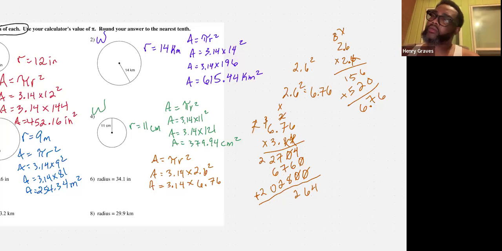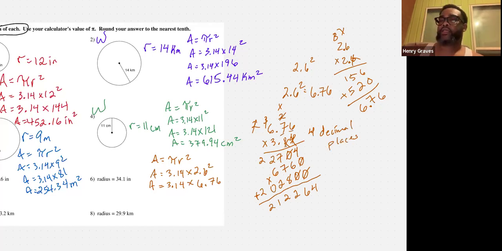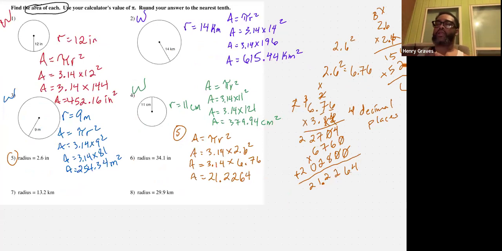1 and 2. Now I have 4 decimal places. Right? 1, 2, 3, 4. So I'm going to count 1, 2, 3, 4. So my answer for number 5, I'm going to write number 5 over here, is going to be 21.2264. And what are my units? Inches. So I'm going to put all this in my calculator.